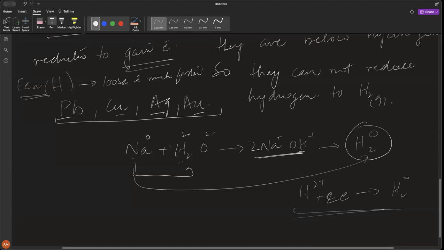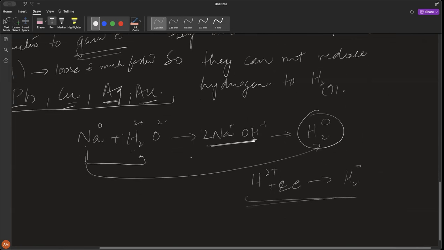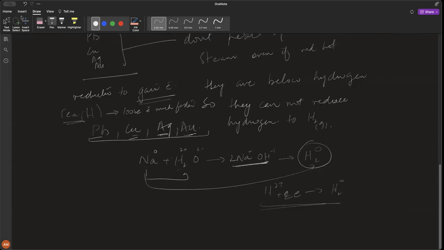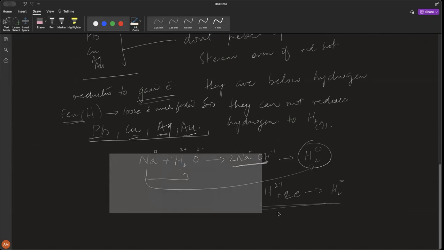So this is how things work. But lead and copper and silver and gold are not strong enough to give electrons to hydrogen. They are not more reactive. Reactivity of metal is what? Giving electrons, right? Making other people gain electron. So a stronger one can make a weaker one gain electron. You understand this point? So in conclusion, you can write.